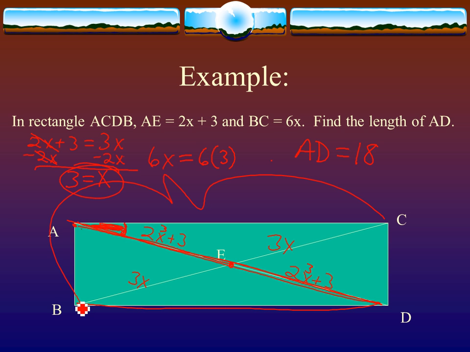Name me an angle that's equal to or congruent to angle ACB. CBD. That'd be this angle right here. What kind of angles are those two angles to each other? Alternate interior. All right? Name me an angle that's congruent to angle AEB. CED. What kind of angles are those two to each other? Vertical angles. You gotta remember all that stuff.